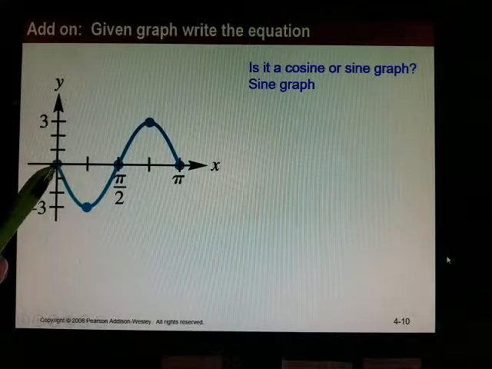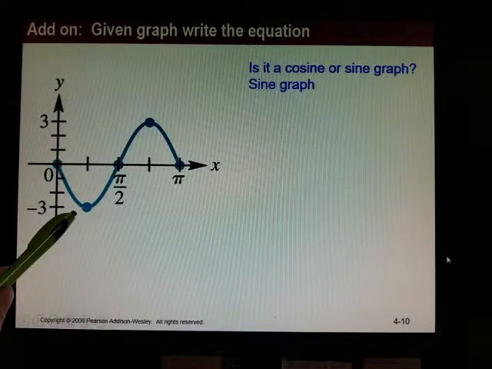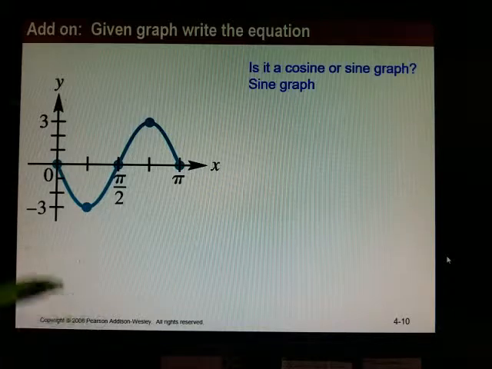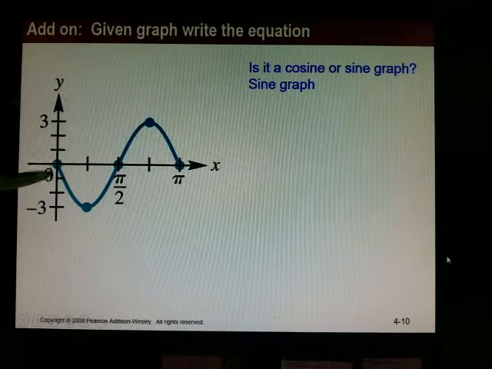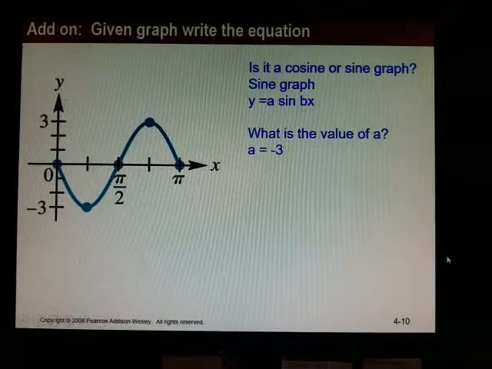Now, does my sine graph here go up first or does it go down? It's going down. So therefore my a is going to have to be a negative value. How far down is that going from the 0 line? Oh, it's going down 3 units. So my a is actually going to be -3.